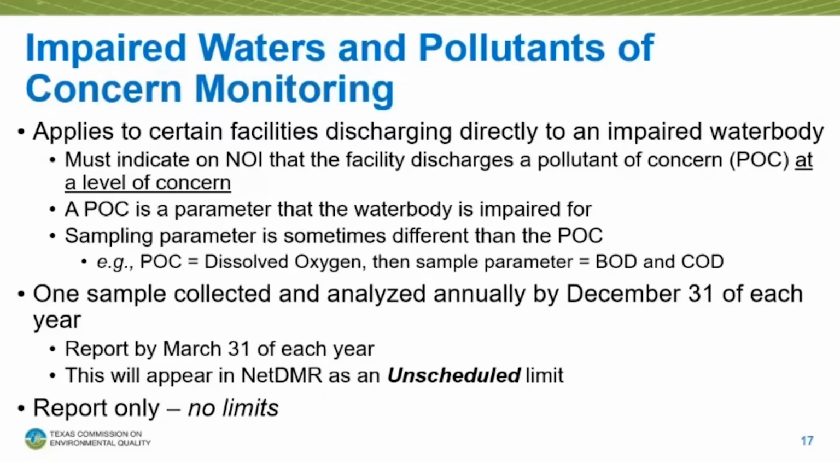And this type of monitoring requires just one sample to be collected and analyzed by December 31st of each year, and then of course reported by the following March. And these are set up in NetDMR as an unscheduled limit, which just means the system's not flagging whether or not you're reporting it. It's going in that unscheduled limit set, which again, you'll see whenever ASA kind of gives us a look inside NetDMR and the difference between scheduled and unscheduled.